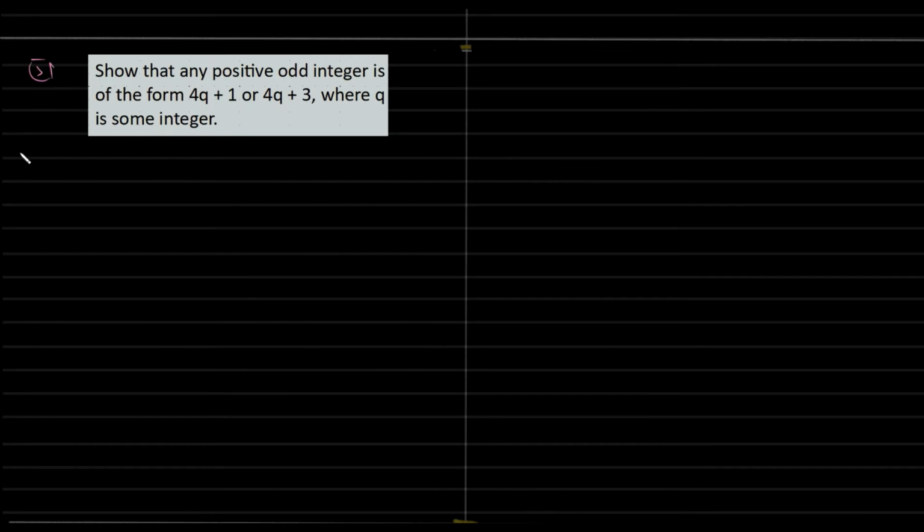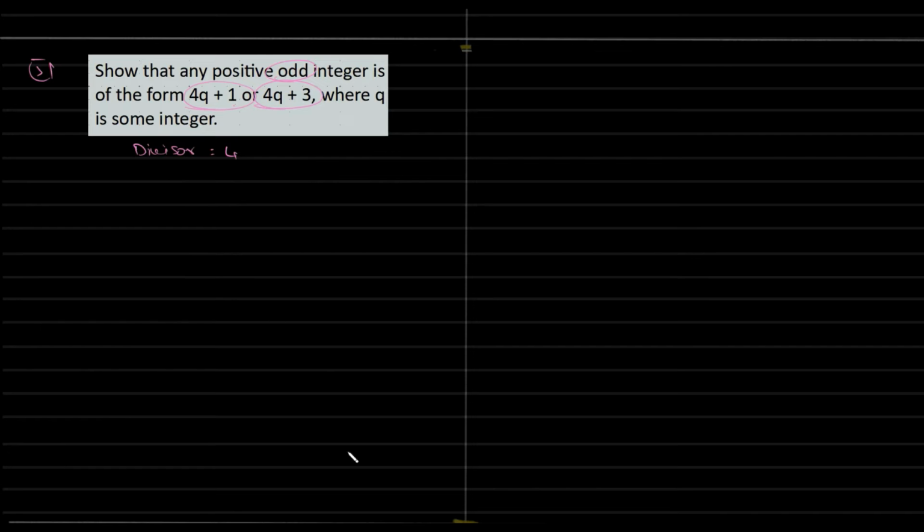We're looking at one more question from Euclid division lemma. Show that any positive odd integer is of the form 4q plus 1 or 4q plus 3, where q is some integer. Again, we are looking at the divisor being equal to 4, right? And the remainder is either 1 or 3. That represents an odd number.